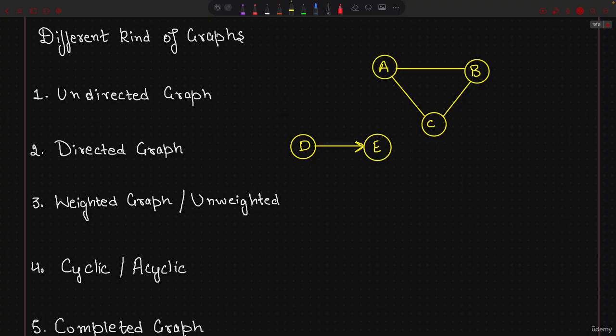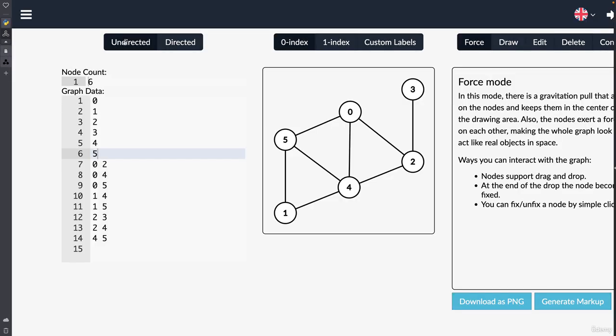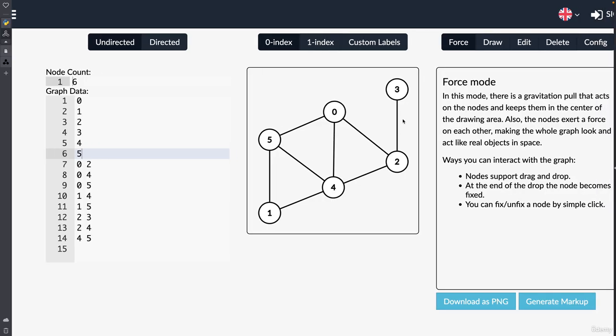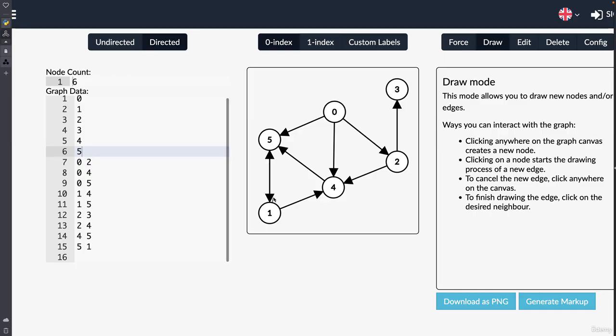So let me explain this again via visual aid. If I make it undirected, then you will see that all these nodes are just connected to each other by edges. The second I make it directed, you will see the arrows coming. So see the reference, everyone. Now what is happening here is that from 1 to 5 you can go because there is a direction added. And if I have to go from 5 to 1, I have to add this direction.